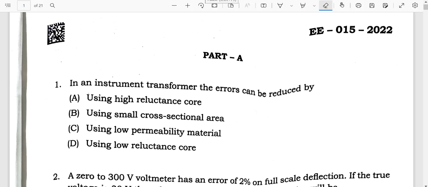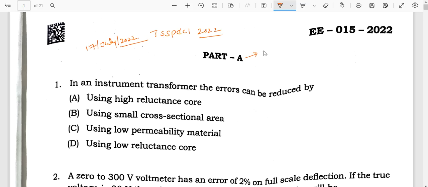Now I am going to discuss yesterday's paper, that is Telangana State Southern Power Distribution Corporation Limited, the TSSPDCL 2022 paper, which was held on 17th of July 2022. Okay.